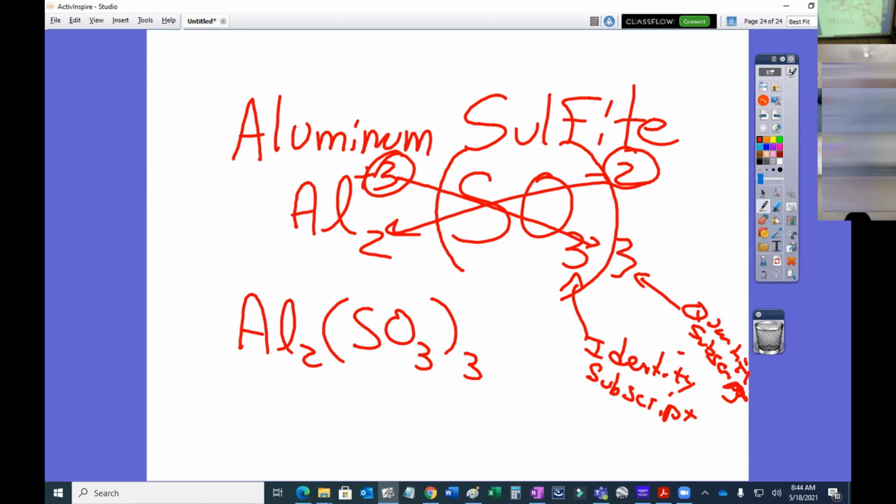This is identity subscript. This is quantity subscript. That's my vocab. I've never seen anybody else use it. There might be another technical name for distinguishing between those two. That's how I distinguish between them. And I call that the identity because if it was SO4, it would have a different name. It would be sulfate. So that's part of its identity. This just tells us that there are 3 of them. Now we can do this in reverse.